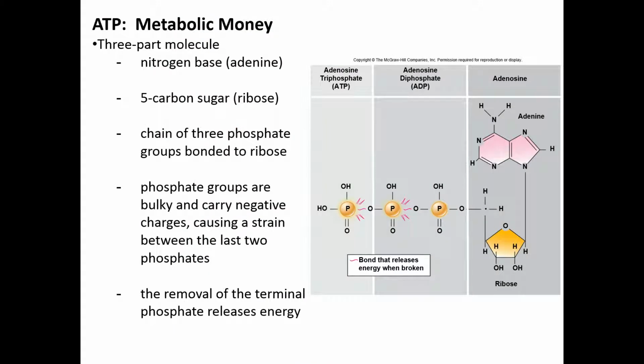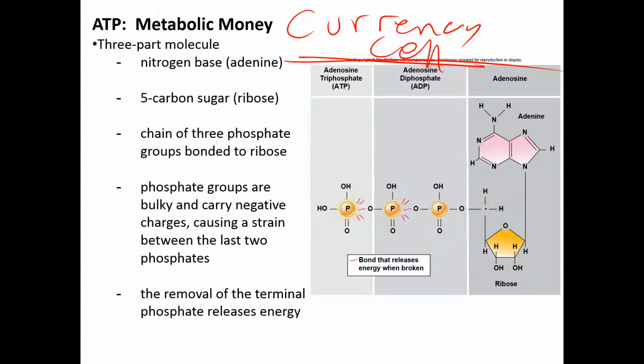Again, coming back to this idea of ATP. ATP is basically the currency of the cell. That's what gets exchanged. That's what it takes to do work or to perform some job.